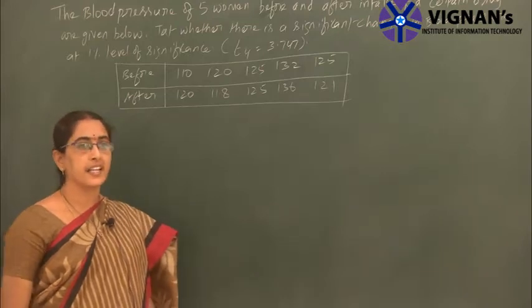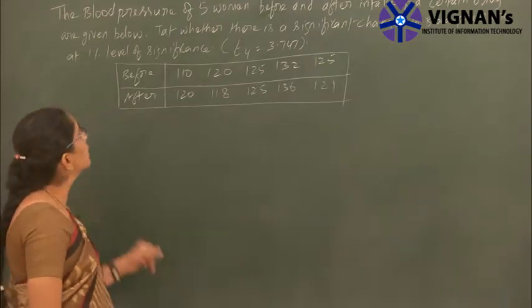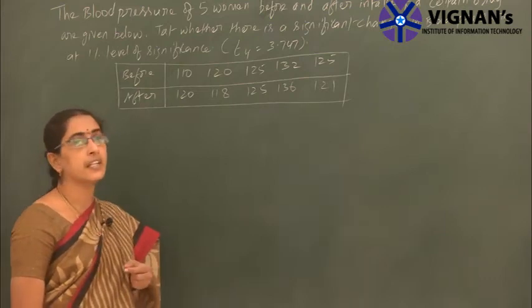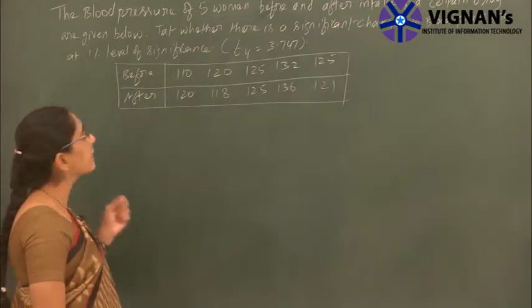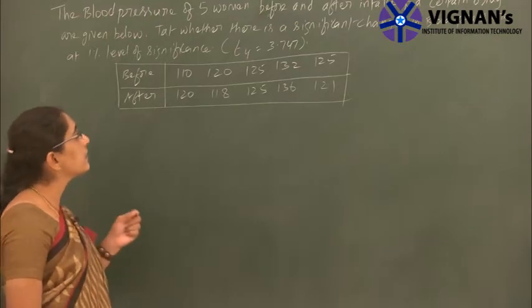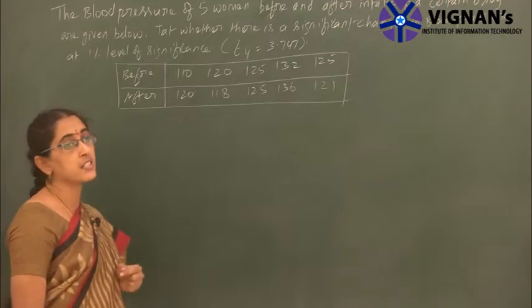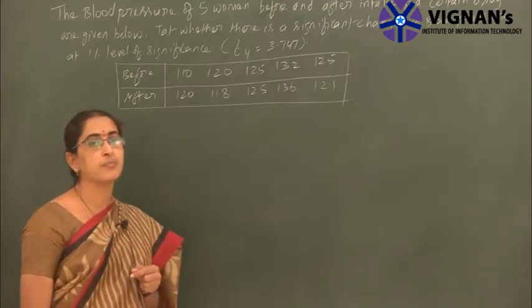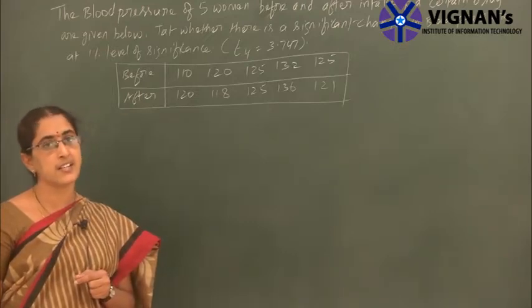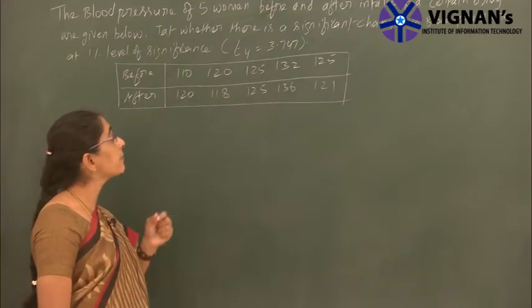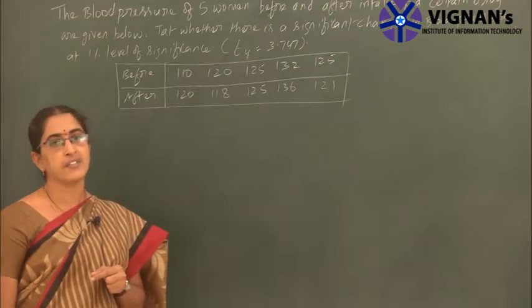Now let us see the second problem in paired t-test. The blood pressure of 5 women before and after intake of a certain drug are given below. Test whether there is a significant change in blood pressure at 1% level of significance. Now this time they have mentioned the level of significance as 1%. So the tabulated value at 1% for 4 degrees is 3.747.